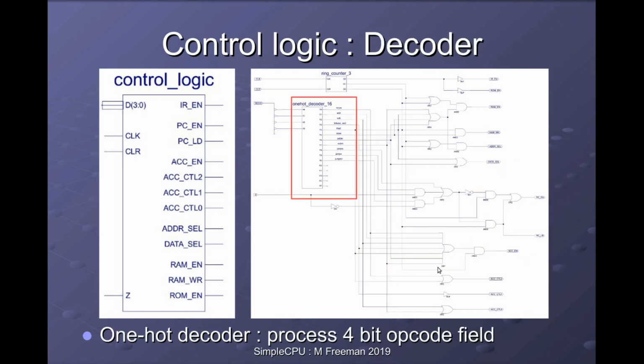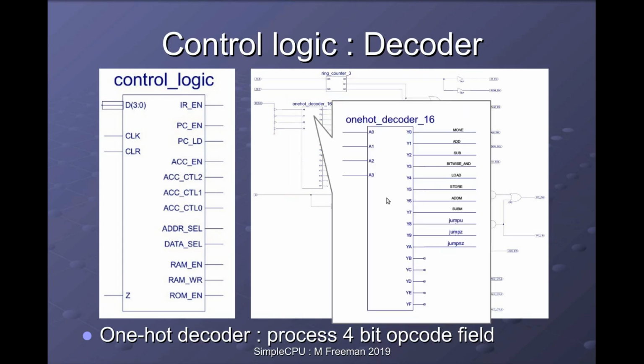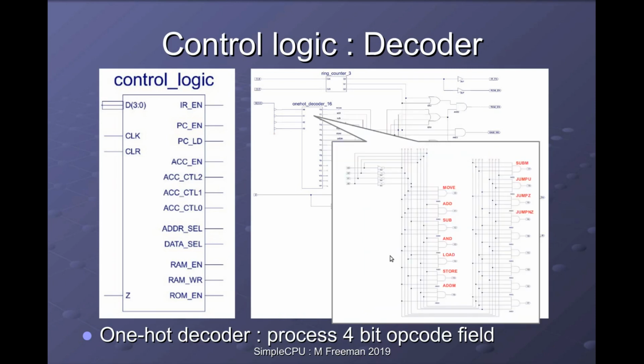To indicate which machine level instruction the processor is currently executing, we decode the top 4 bits of the instruction register, that opcode field. So those top 4 bits go into this decoder. This is a binary to 1-hot decoder, so 4 bits in, 16 possible outputs. The simple CPU is only using the first 11 outputs, so Y0 to YA, for its machine level instructions. We could use these spare outputs for other instructions, so we could add more functionality to the processor by defining new instructions.